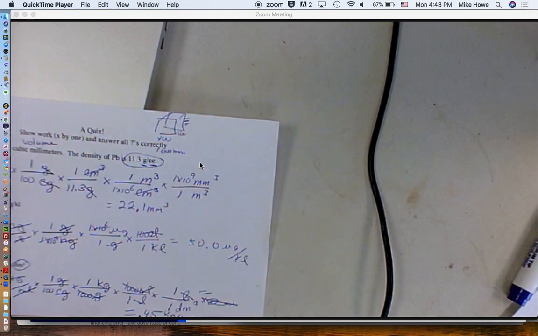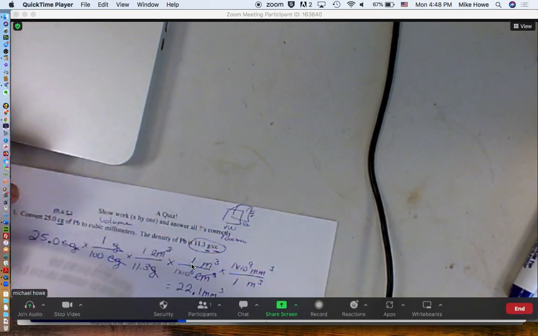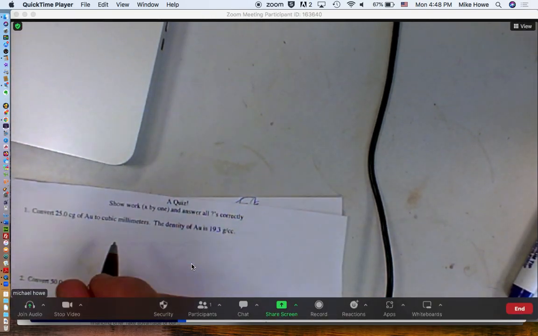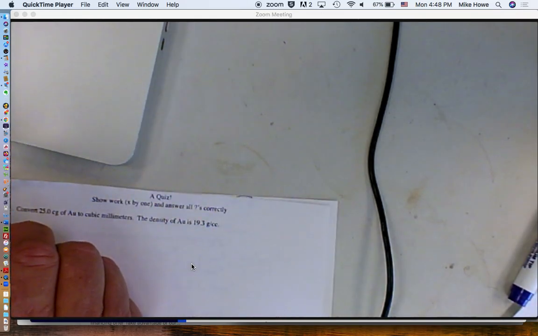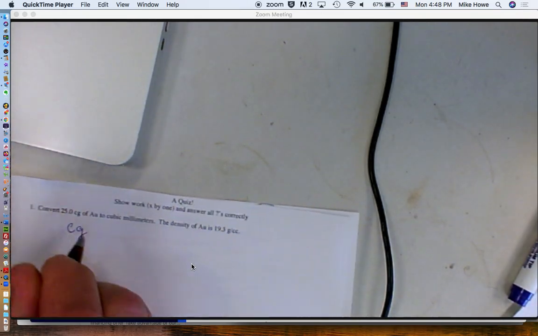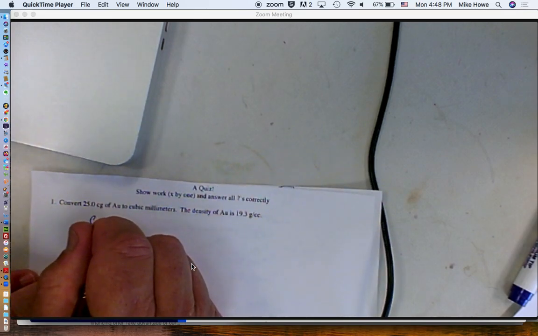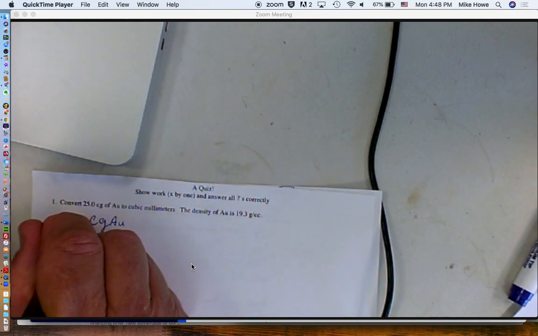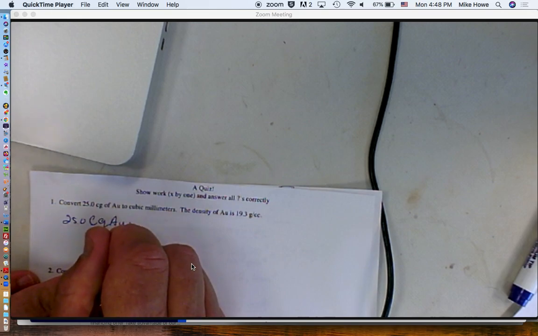I'm going to go ahead and work the other one out too, in case you had the other one and you want to look at it. There's another version. So question number 1 on this quiz had centigrams of gold to cubic millimeters. So we put centigrams of gold, and there were 25 of those. And we want to go to cubic millimeters.